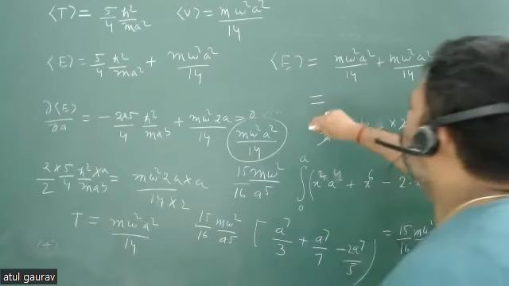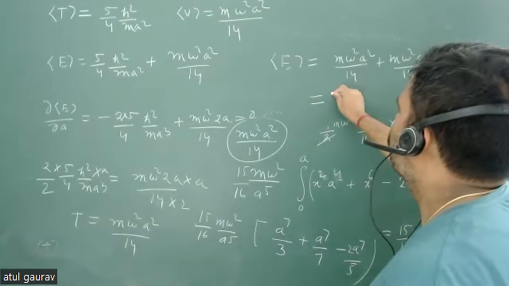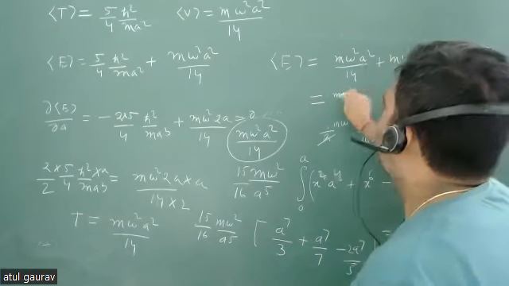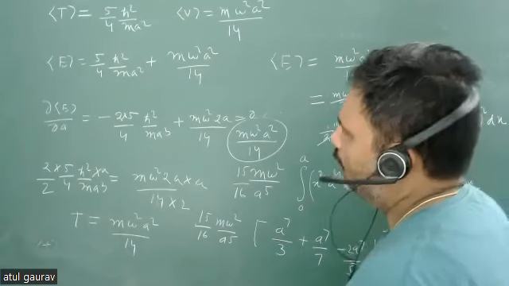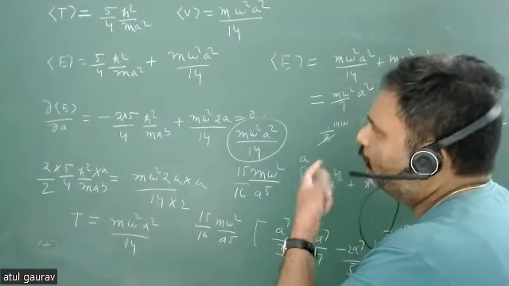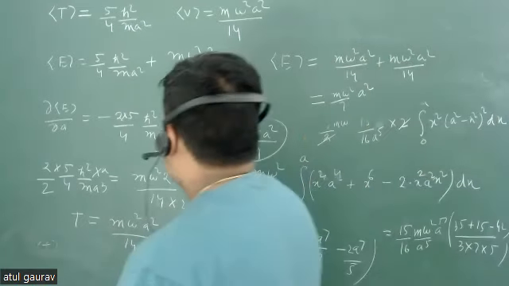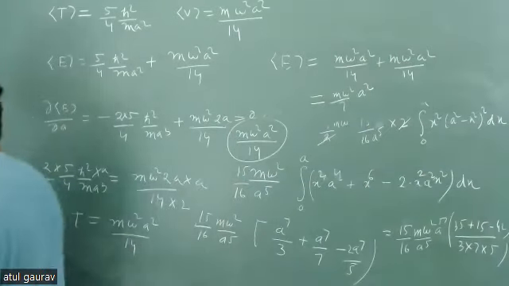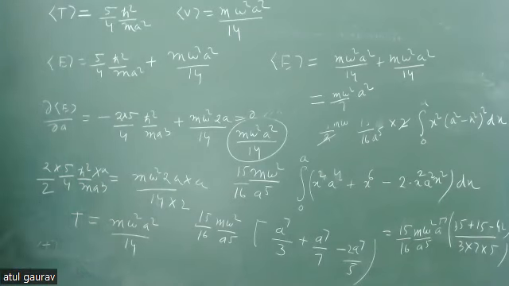And what will be this value? That is your m omega square by 7 a square. And now you have to calculate the value of a square actually. So from here we can calculate the value of a square, or we can calculate the value of a, and the rest will come automatically. So let's try to calculate it. What value is coming?